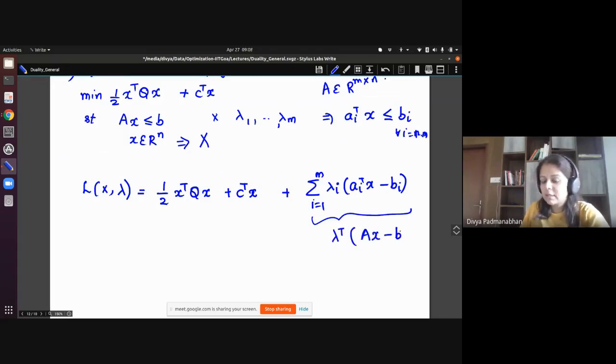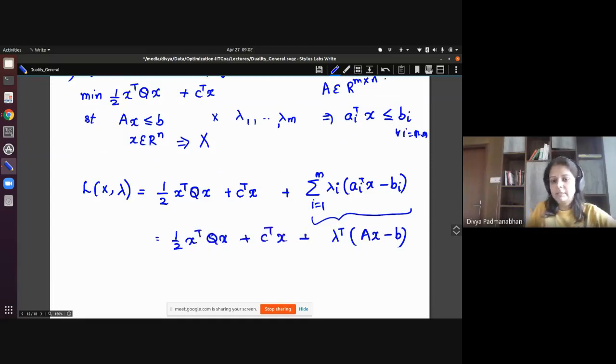Okay, so this is something you can just verify. When you take this lambda_i a_i transpose, in terms of the matrix form, the summation boils down to just taking lambda transpose AX. So this is something you can manually check the computation, and I'll urge you to do it later. Okay, so this is now the Lagrangian: half X transpose QX plus C transpose X plus this.